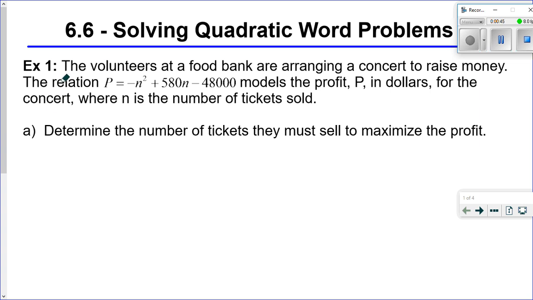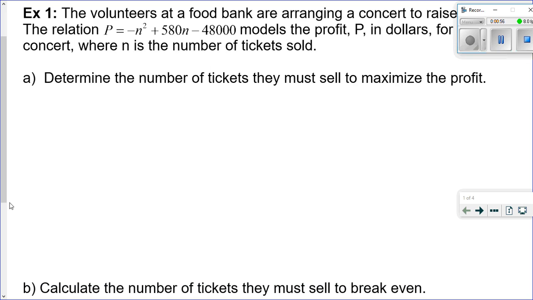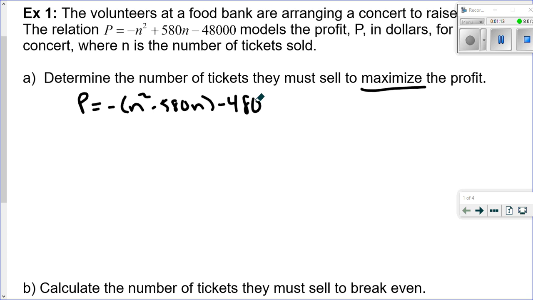So, the volunteers at a food bank are arranging a concert to raise money. The relation models the profit P in dollars for the concert where N number of tickets is sold. Determine the number of tickets that they must sell in order to maximize profit. Well, as soon as you're looking at maximizing, it means we're looking at completing the square. And for some reason, I don't like writing all the zeros in this. Minus.